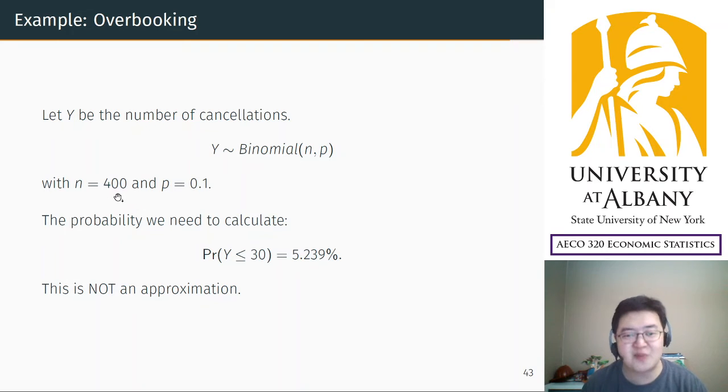Of course, it's not a big problem for a computer. A computer can do this in a blink. Anyhow, I used Excel and I got 5.239%. This is an approximation only in the sense that I rounded at the third decimal place, but the probability itself is not an approximation. This is the first approach to calculate this probability.